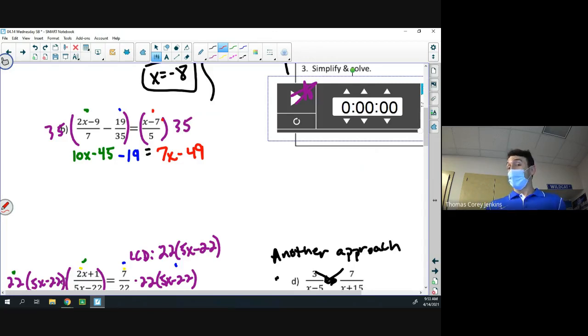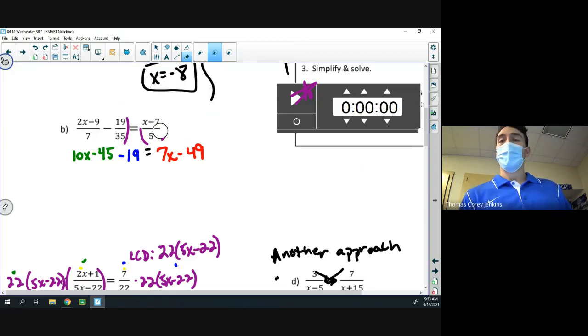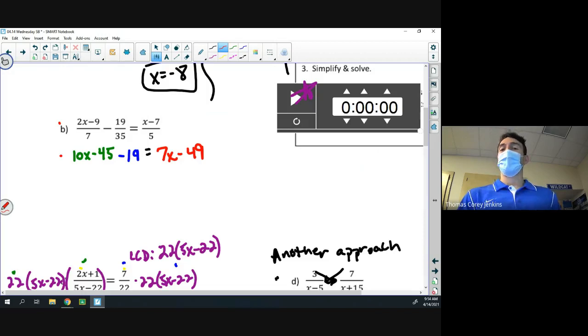Well, we did multiply both sides by 35, and so I would just ask you to compare, just in general, after we did that, which version of the equation would be easier to solve? Would the top version be easier to solve, or the next version?